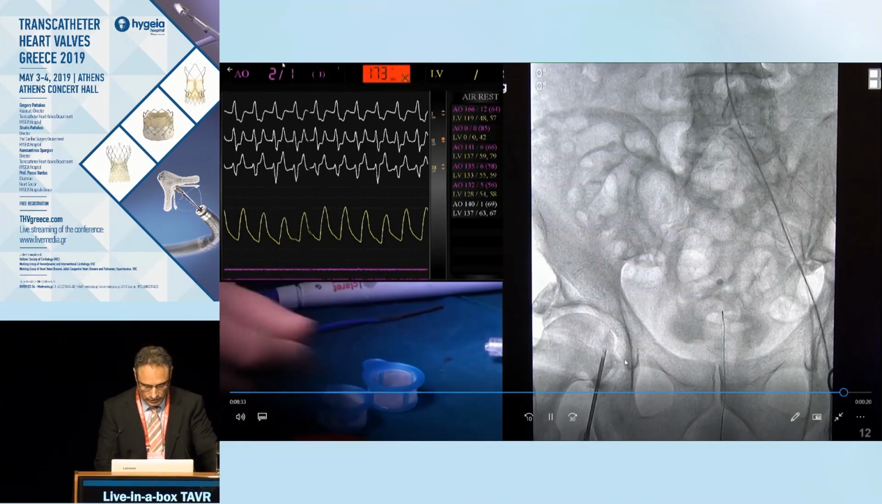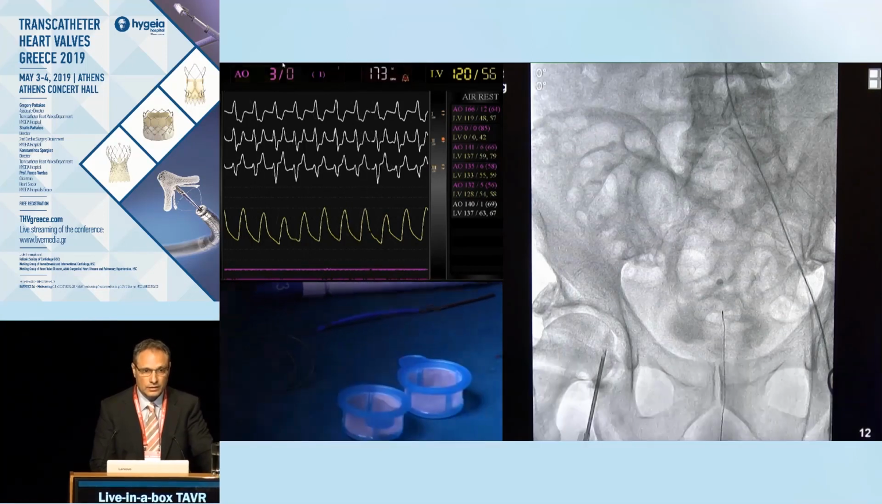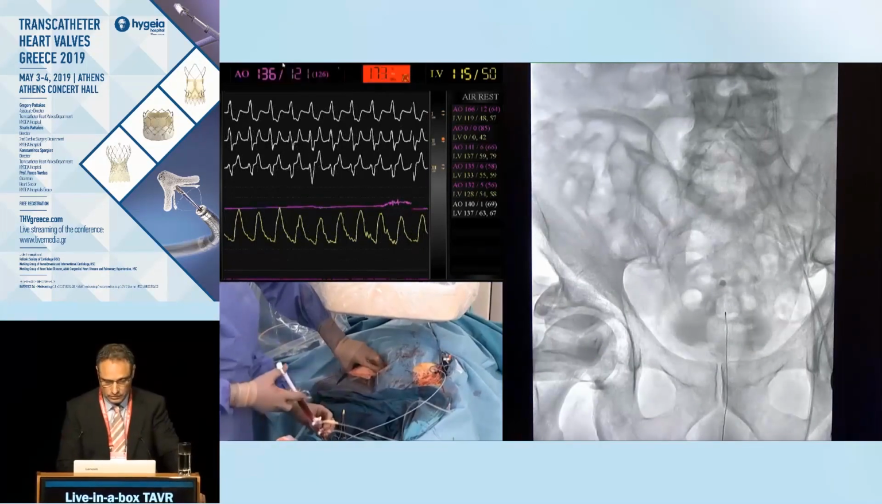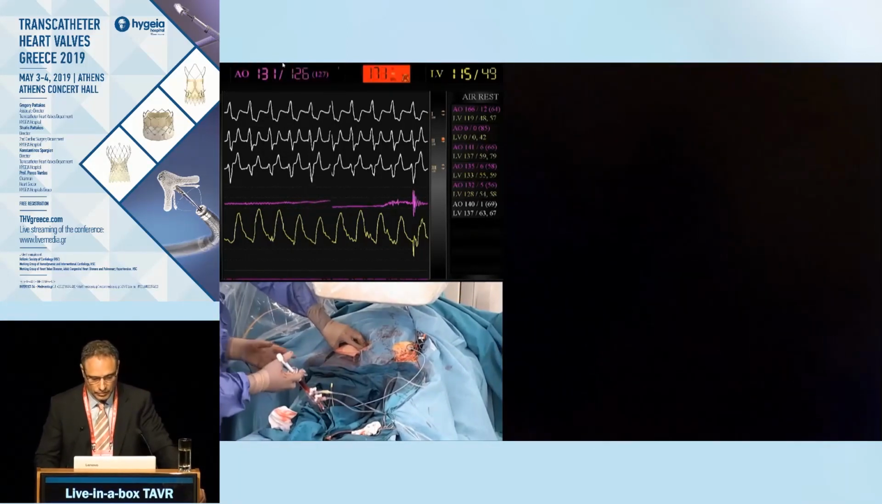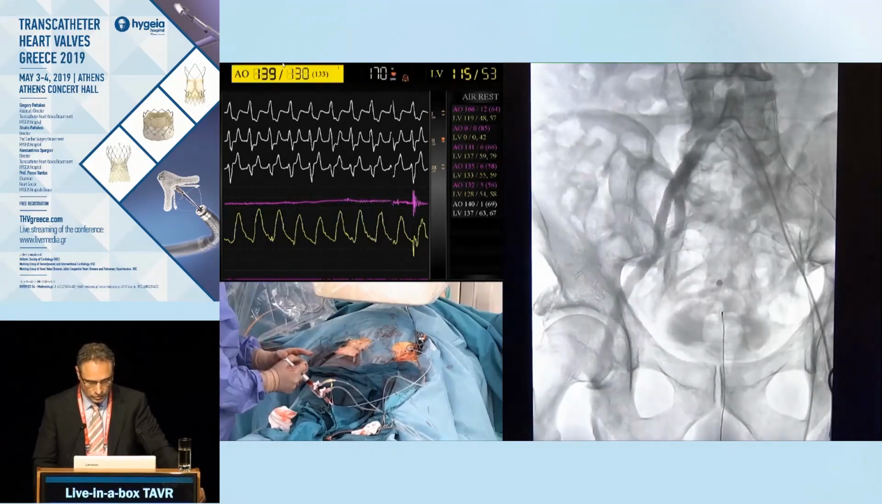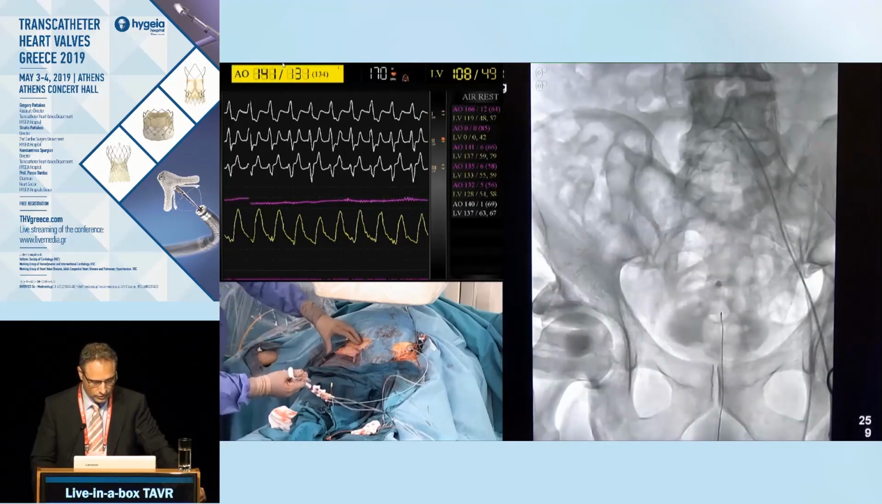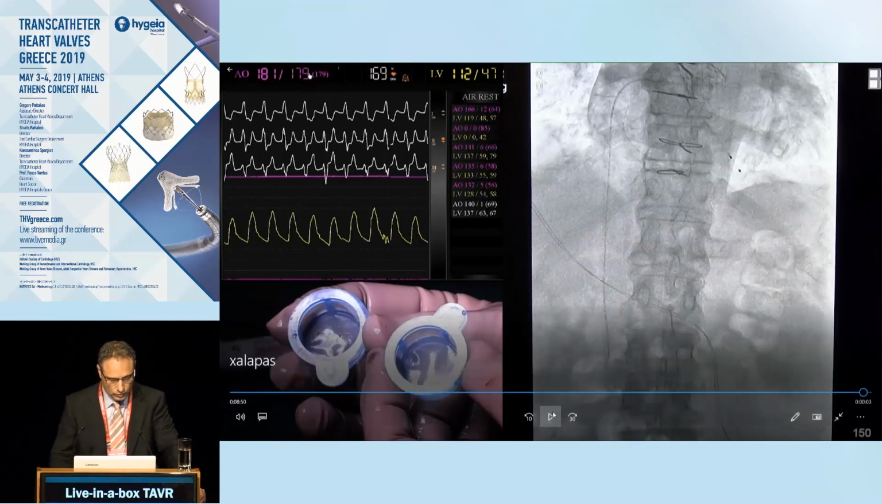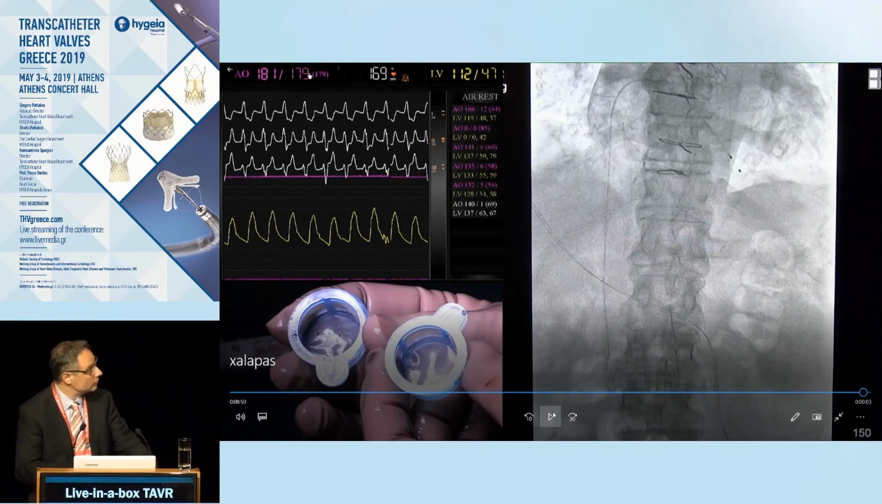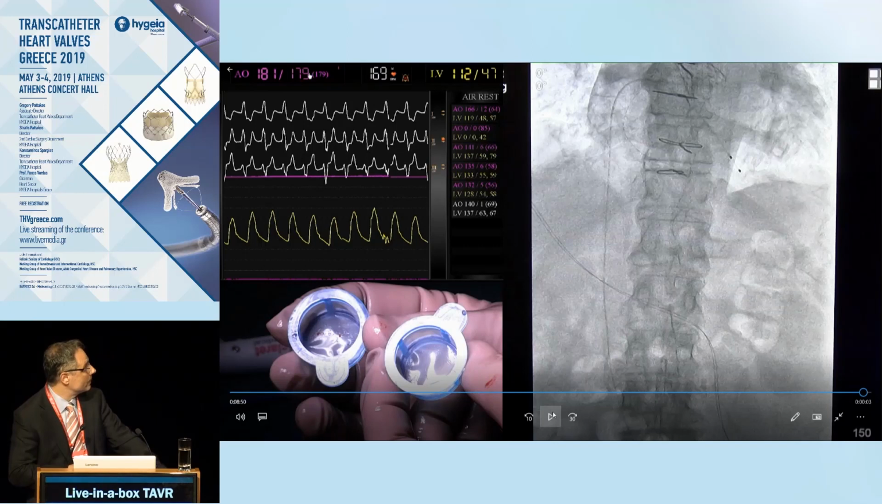And at the end, as always, we check the access site. And we see that we didn't have any complication, no perforation, no dissection, no thrombosis, no relevant stenosis. And here is what we faced during that procedure.